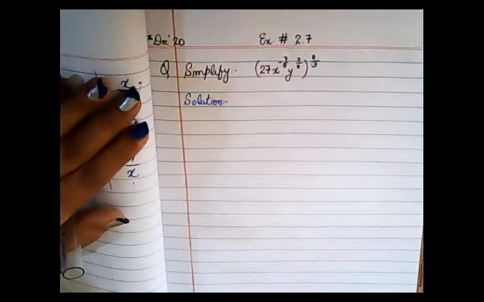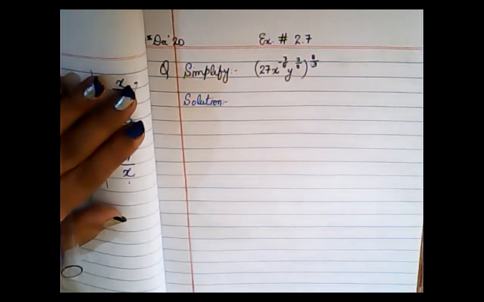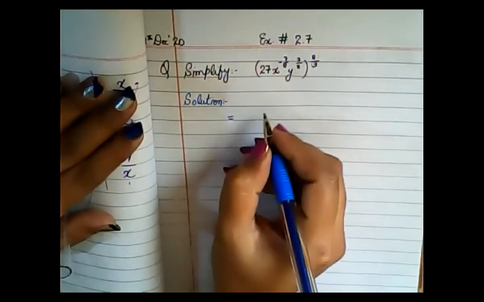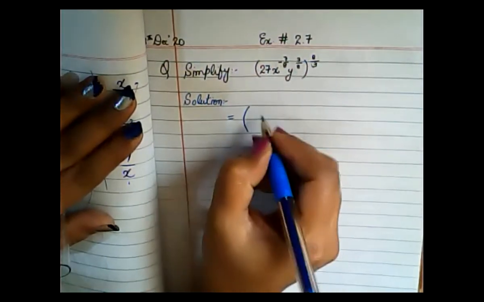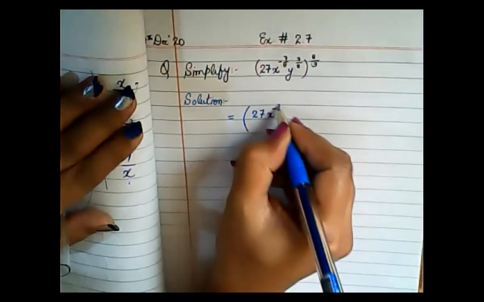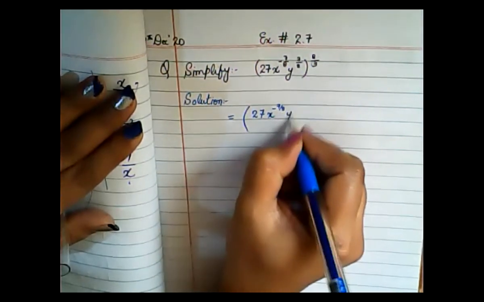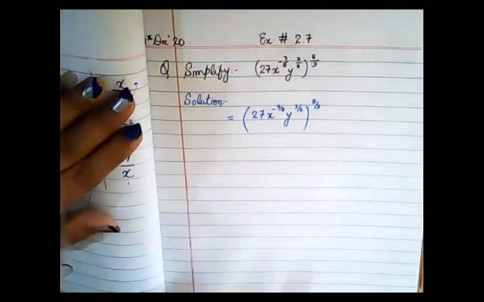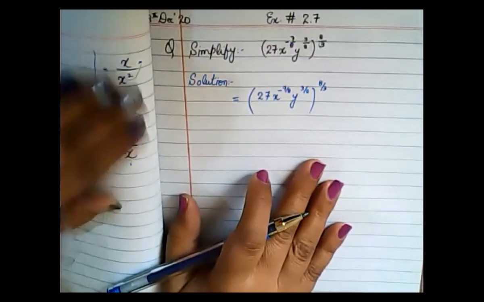Understand? Then what you will do, you will write it down here. Same question, you will copy it in here, equals to 27 x to the power minus 7 upon 8, then y to the power 3 upon 8 and whole power 8 upon 3. Okay, first you will copy down your question in this way.